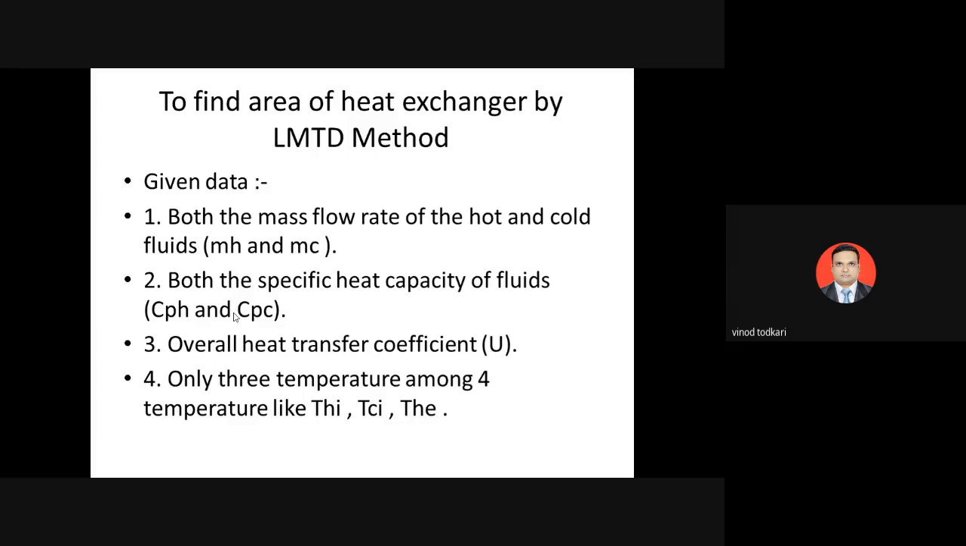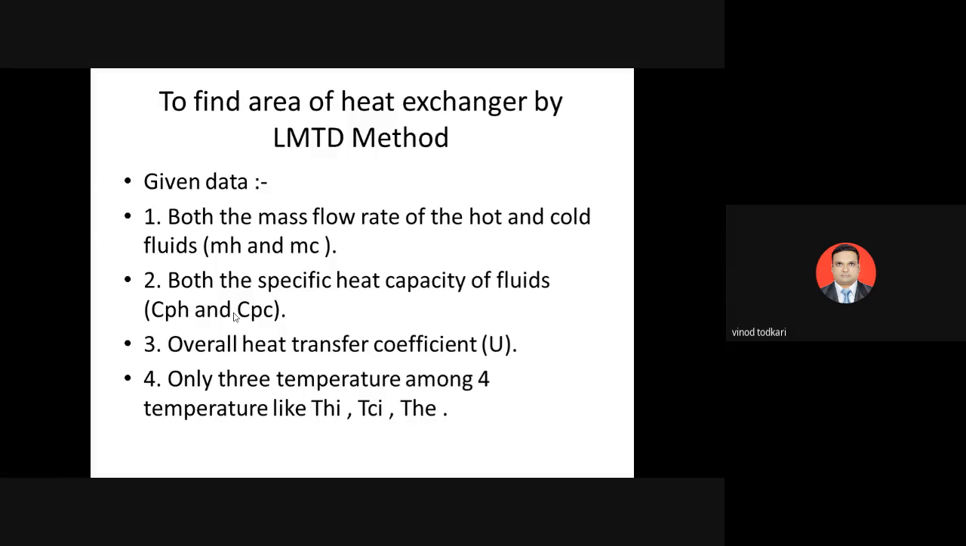What is the unit of specific heat? The unit of specific heat is joules per kg Kelvin. I repeat, the unit of specific heat is joules per kg Kelvin. Then the overall heat transfer coefficient will be given. Overall heat transfer coefficient is nothing but U.